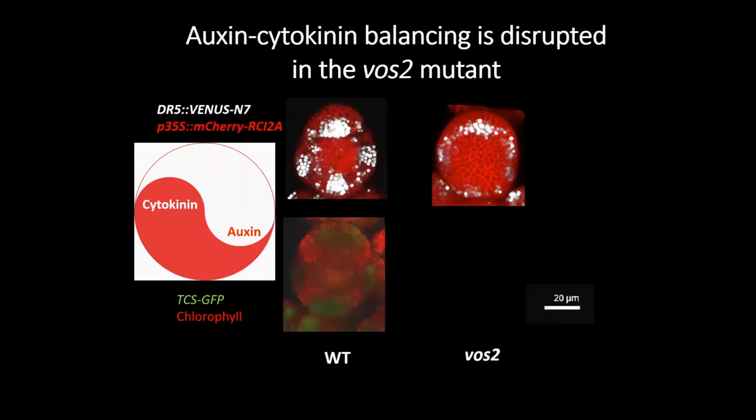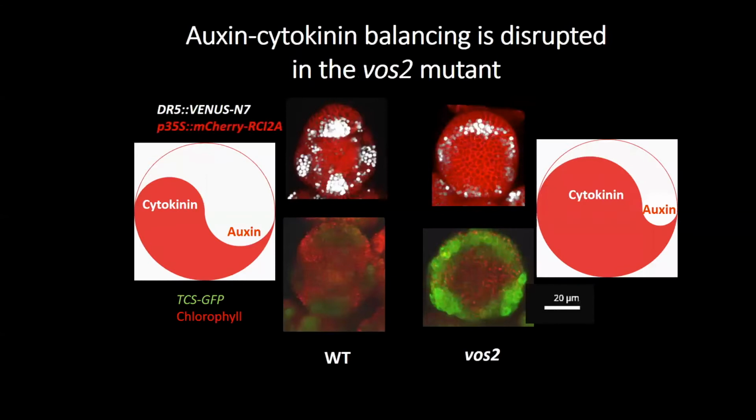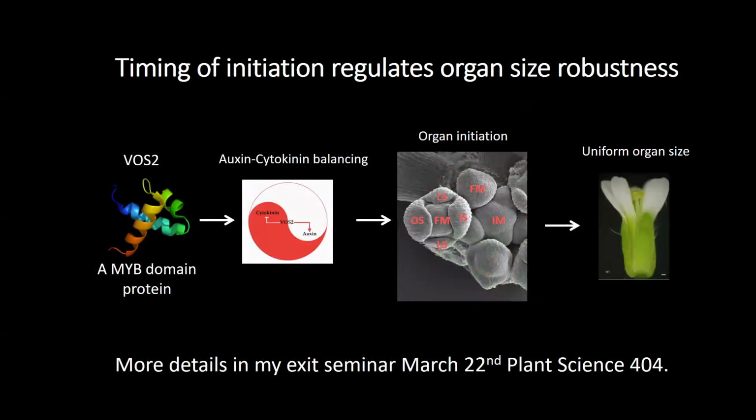How about for BOS2? The DR5 patterns become more diffuse in the BOS2 flower, and more importantly, the DR5 signal is much weaker. The TCS signals almost form a ring around the boundary and seem strongly enhanced. So in the BOS2 mutant, the auxin-cytokinin balance is disrupted in the sepal initiating positions, which might account for the delayed sepal initiation. Here is a take-home message. We identified a MIP domain protein, BOS2, which regulates the auxin-cytokinin balance during early flower development. The regulation through BOS2 ensures a robust organ initiation pattern, which leads to the final uniform organ size.